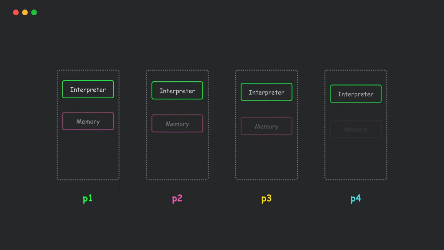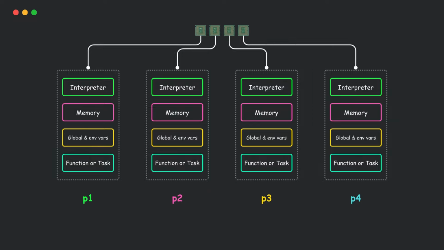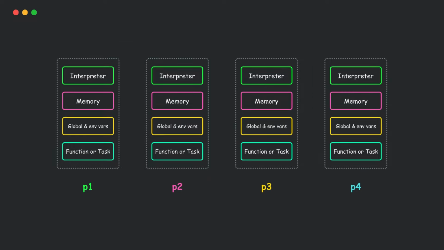This is where the multiprocessing module comes in. Unlike threads, multiprocessing creates entirely new Python processes. Each process has its own memory and its own interpreter. That means each process can run on a separate CPU core, and the GIL doesn't get in the way. This is how you get real, true parallelism in Python.